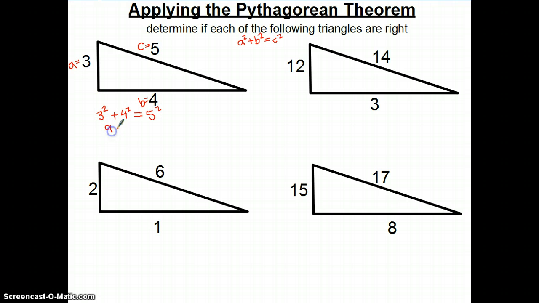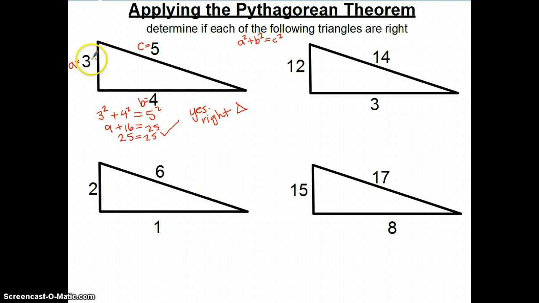3 squared is 9, plus 4 squared, which is 16. Is that equal to 5 squared, which is 25? 9 plus 16 is 25. And that does in fact equal 25. Since this worked out, this is in fact a right triangle.